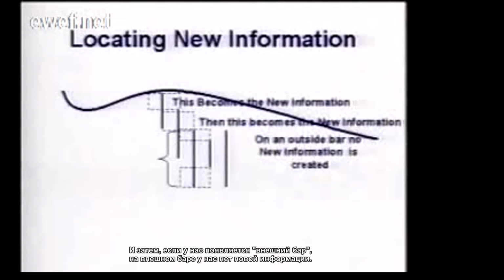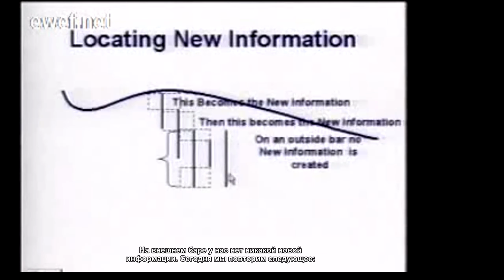And then if we have an outside bar, we have no new information created because on the highs, the sellers were not able to bring the buyers low, and on the downside, the buyers were not able to bring the sellers back into line. So in an outside bar, we have no new information. So what we're going to do today is review this. Again, the new information basically comes from the new highs and new lows, reading from right to left.